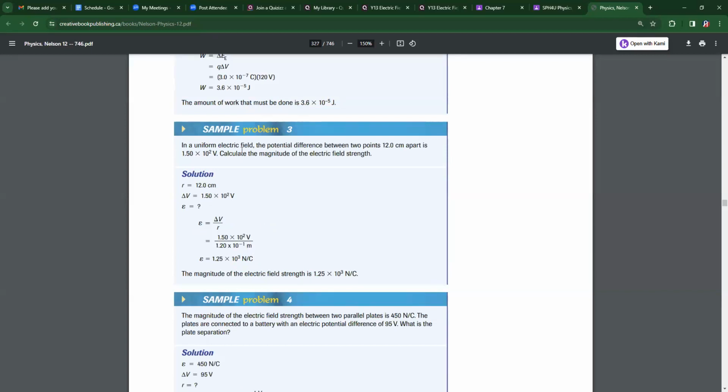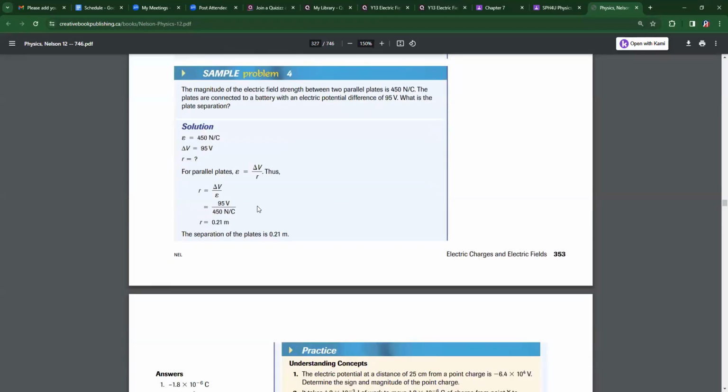Okay, in a uniform electric field, the distance between 2 points is 12 centimeters. So we change to meters right away, divide by 100. And voltage is given. Find the magnitude of the electric field strength. So it's voltage over distance. And strength we measure in force over charge, like newtons per coulomb.